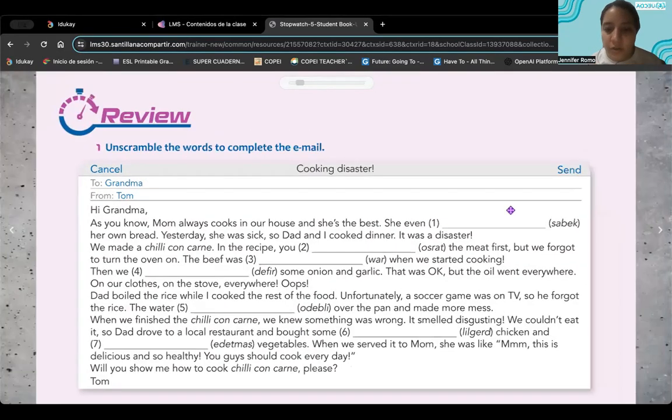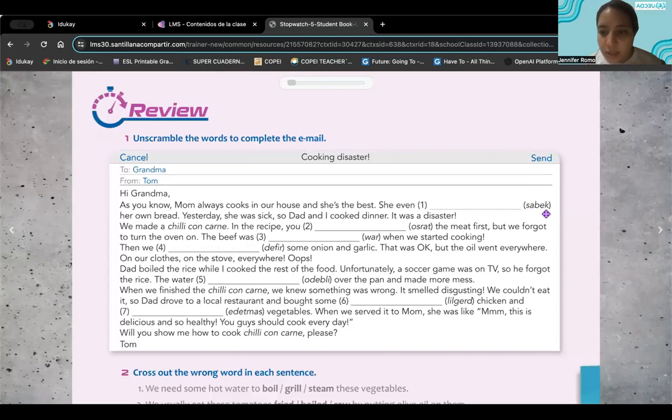So, we have here these words, as you can see. They are scrambled, so we're gonna unscramble them and rewrite them correctly. The email says cooking disaster. Okay, we have the email to Grandma from Tom. And here's the activity. It says, hi Grandma, as you know, Mom always cooks in our house and she's the best.